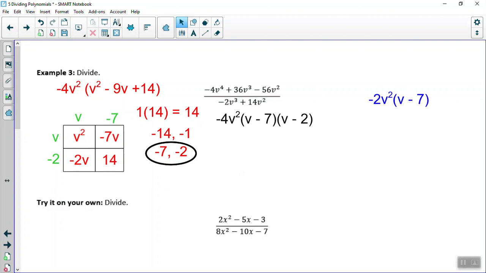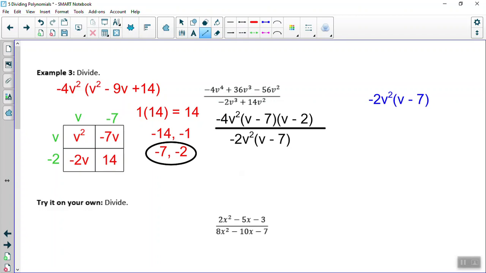So now I can bring that down here, and now we can go ahead and start canceling out the common things. All right, so the most obvious ones, v minus 2, or I'm sorry, v minus 7, v minus 7. So those can cancel each other out. I've got v squared and v squared, so they can cancel each other out.